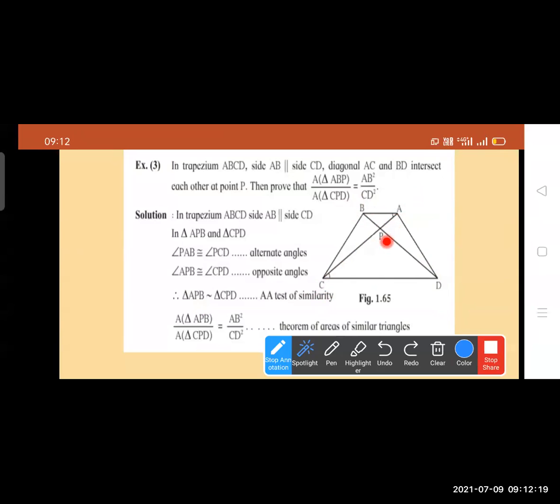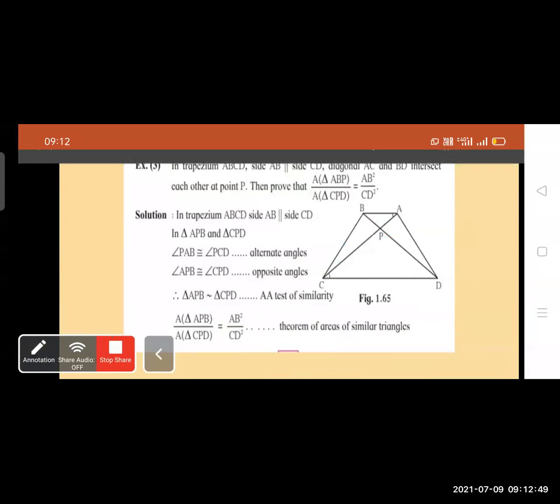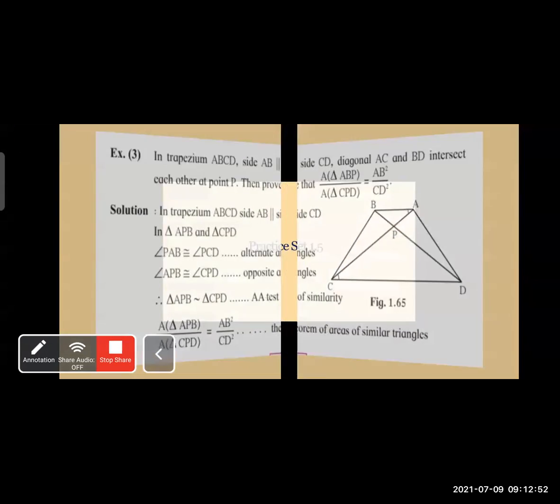BAP is congruent to PCD, alternate angle. And this angle is congruent to this one, vertical opposite angle. By these two conditions, we say that triangle APB is similar to CPD. If two triangles are similar, then we apply the theorem of area of two similar triangles. Now the question is finished. Now the next question.